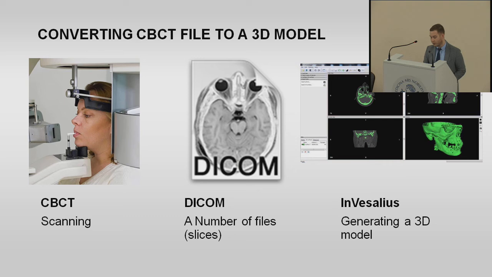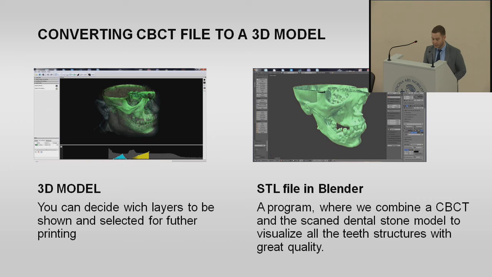You should go through quite simple steps if you're friendly with your computer. So it's just CBCT scanning, then creating a DICOM file. Then in this program, in Vesalius, you're generating a 3D model, and you can decide which layers to be shown and selected for further printing. Our point of interest is particularly the teeth and the bone structures.